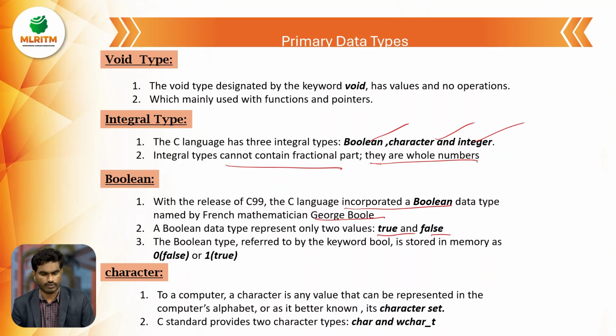Okay, next one is the character. To the computer, a character is any value that can be represented in the computer alphabet set, or it is better known as the character set. The C standard provides two character types, that is char and wchar_t.